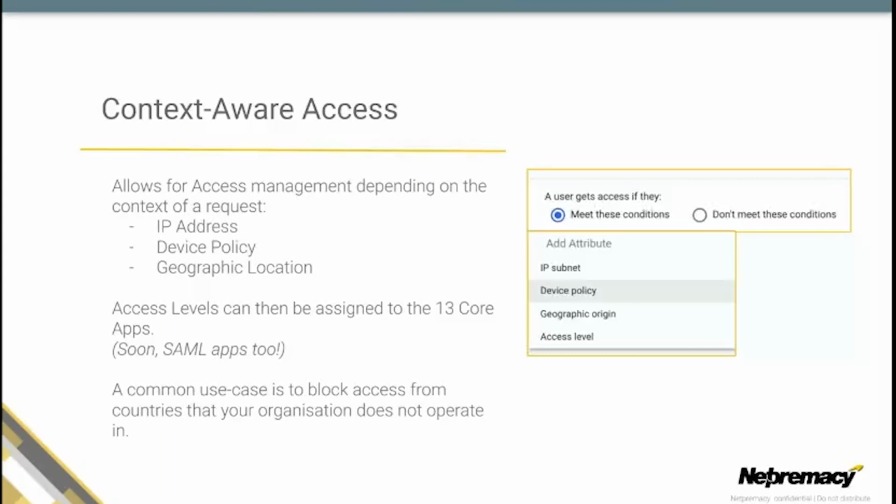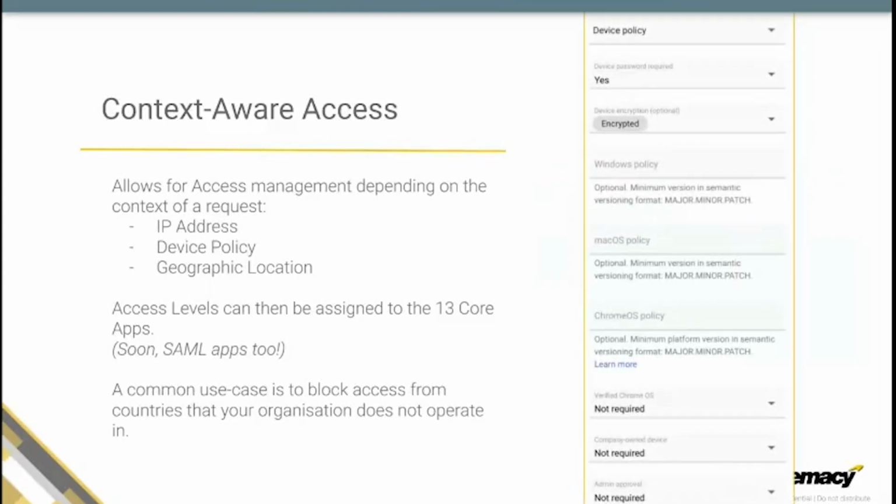In the case of a device policy, we can create really comprehensive rules that would only grant access if things like a password is set and the device is encrypted and it meets a certain Windows, Mac OS or Chrome OS version. We can also say it must be a Chrome device that's verified and enrolled, or we can state that it's a company-owned device or the device must be approved by an admin. Enabling all of these all at once might be a bit ambitious, but certainly it just allows us to get a bit more granularity in managing the devices that are accessing the corporate data in G Suite.